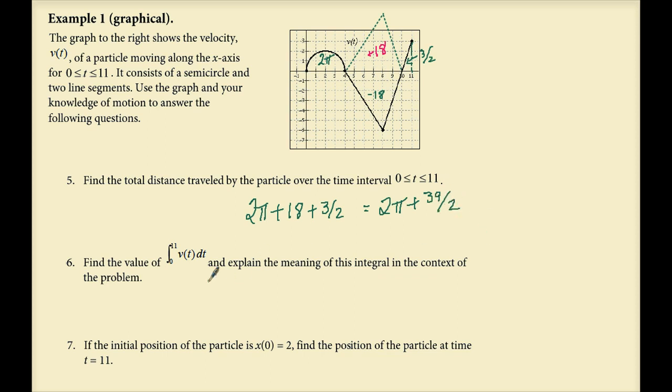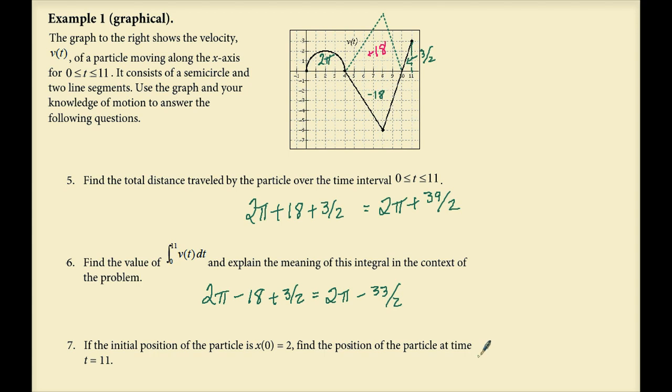Find the value of the integral of v of t dt from 0 to 11 and explain the meaning of this integral in the context of the problem. Integrating the velocity function will give us net change in position, or displacement. We take the positive and negative areas and combine them. So 2 pi minus 18 plus 3 halves gives us 2 pi minus 33 over 2, displacement, or net change in position.